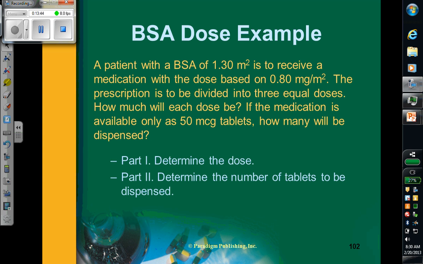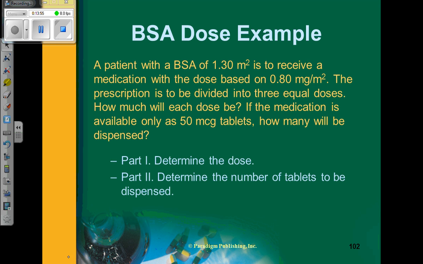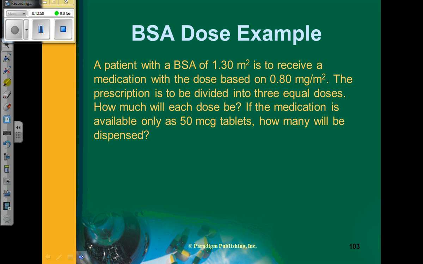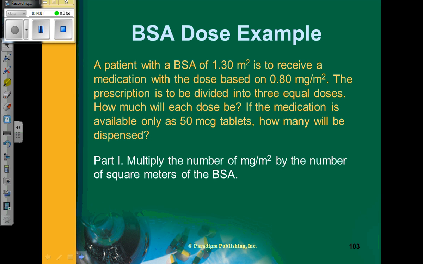Okay, so here is another BSA dose example. So we're going to determine the dose and then determine the number of tablets to be dispensed. A patient with a BSA of 1.30 meters square is to receive a medication with a dose based on 0.80 milligrams per meter square. The prescription is to be divided into 3 equal doses, so how much will each dose be? If the medication is available only as 50 micrograms tablets, how many will be dispensed?